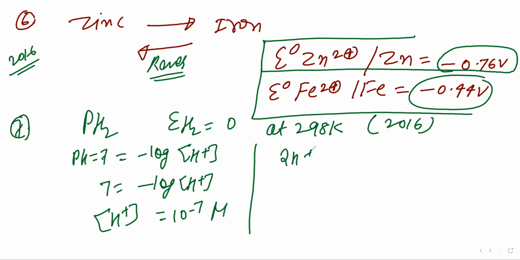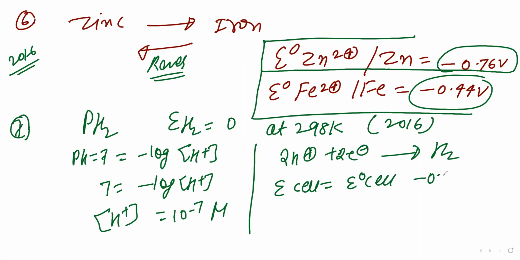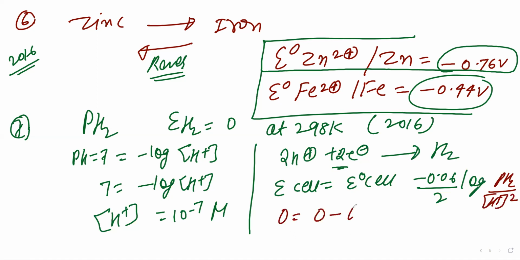So for gaining the electron, for H plus, it requires 2 electrons to form the hydrogen gas. So write for cell Nernst equation, E naught of cell minus 0.06 upon 2. Factor is 2. 2 electrons are gaining, right? That's why. So log of pressure of hydrogen divided by concentration of hydrogen square. So it is 0 is equal to 0 minus 0.3 log of P of H2 by 10 raised to minus 14.